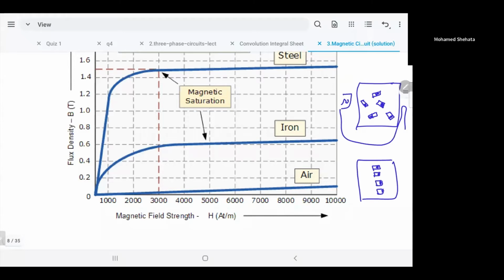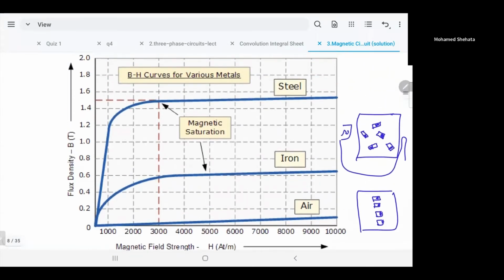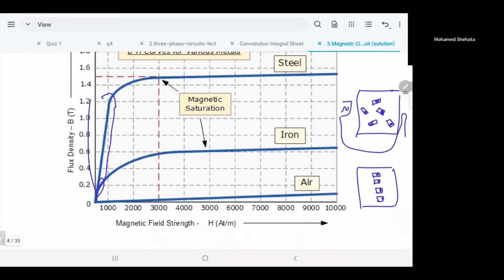Of course, this doesn't happen in air, because air is just infinity, so it still continues. You can do that for all free space. So the relationship with mu holds only in the linear part here. In some materials, the linear region is larger, like steel, which has more. So B is equal to mu naught mu r H. This relationship is only valid for the linear region, but after that, you can't use it.